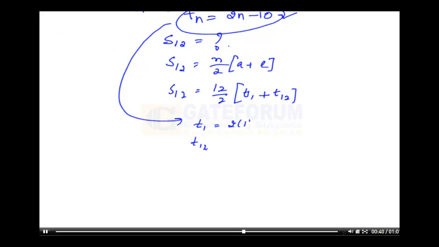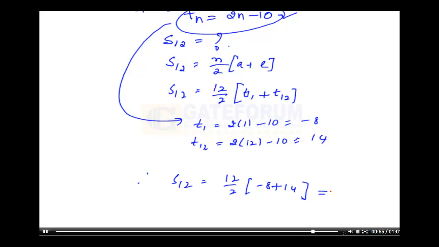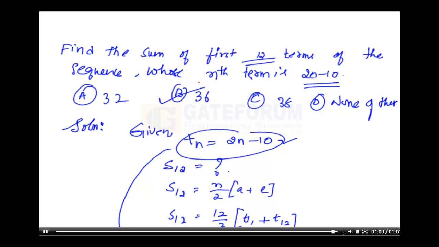Now, T1 is nothing but 2 into 1 minus 10, which is minus 8. Similarly, T12 is 2 into 12 minus 10, that is nothing but 14. Therefore, S12 will be 12 by 2 into minus 8 plus 14, which will be equals to 36. So, the option B.